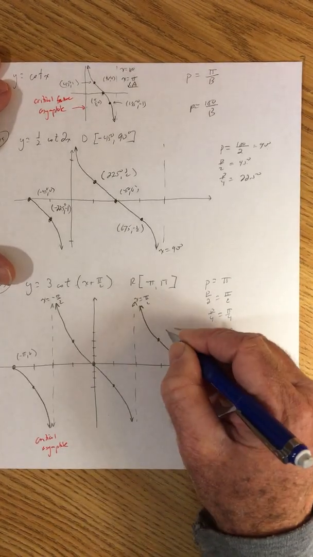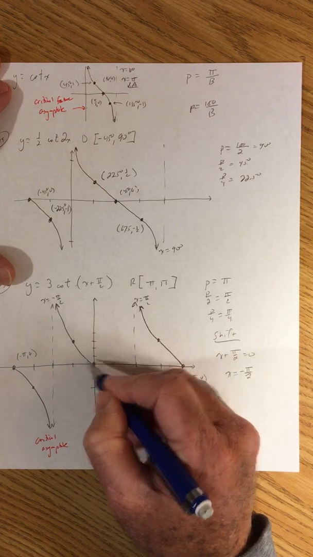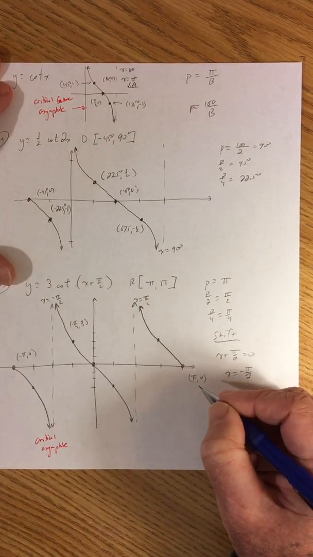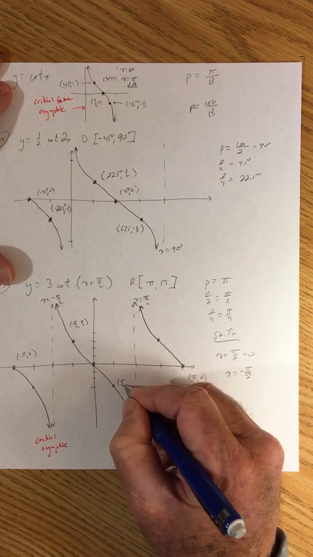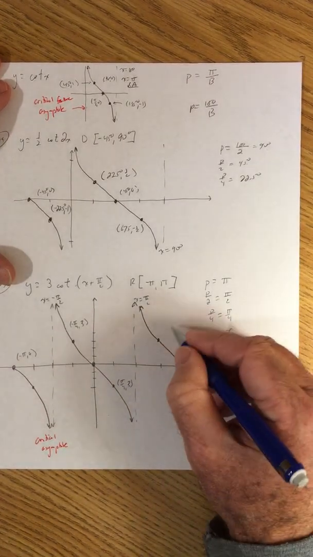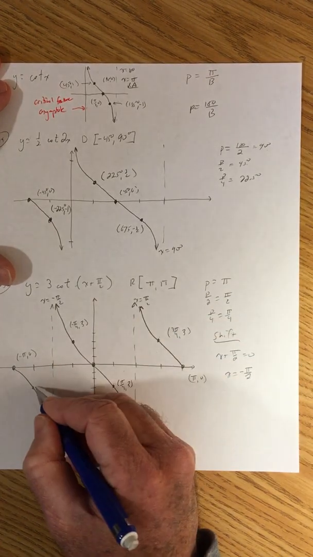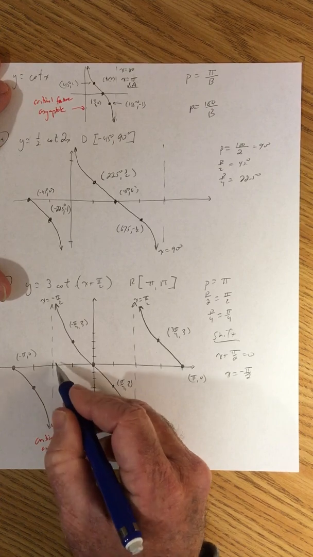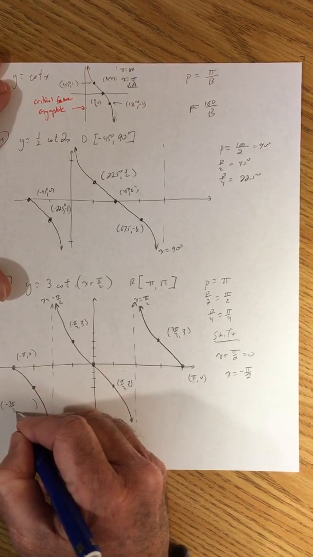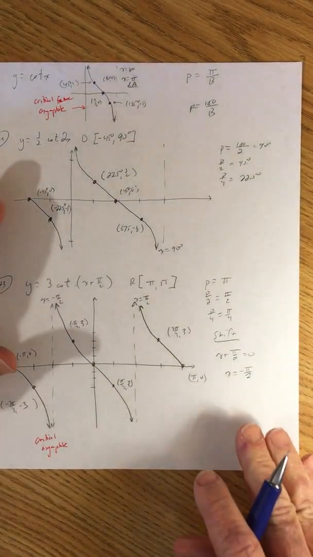Scale's 3. So we can label these points. A quarter cycle from here, that's negative pi over 4, 3. This is positive pi over 4, 3. From pi over 2, add a quarter cycle. That's 3 pi over 4, 3. And this one, a quarter cycle in that direction, is negative 3 pi over 4, negative 3.